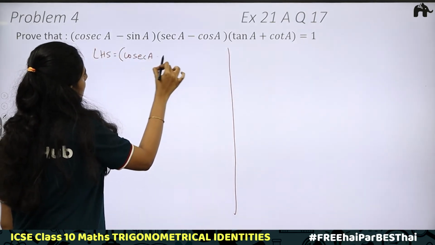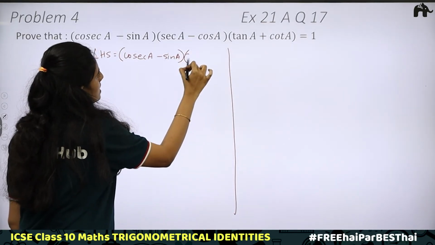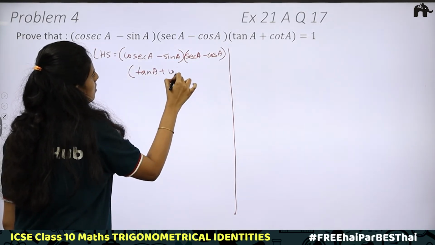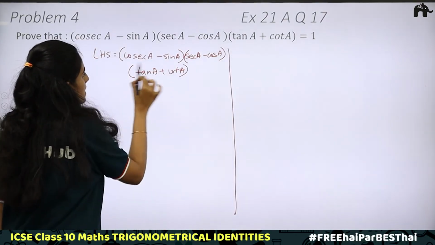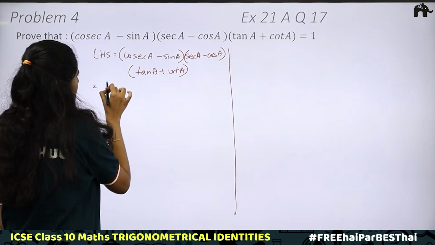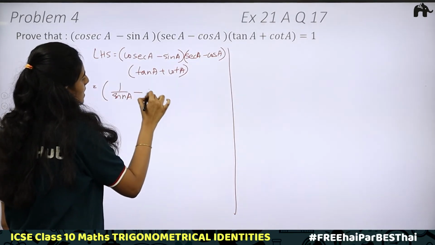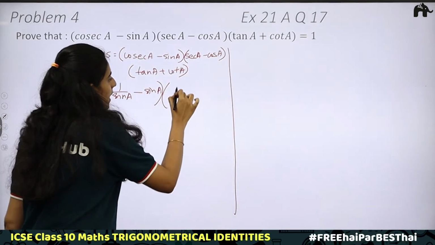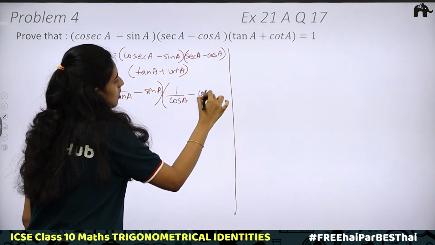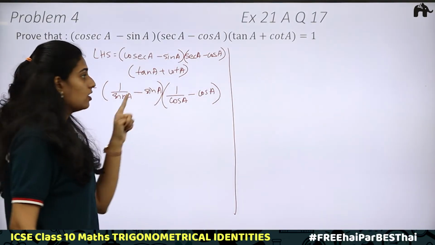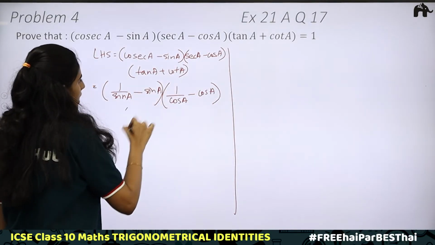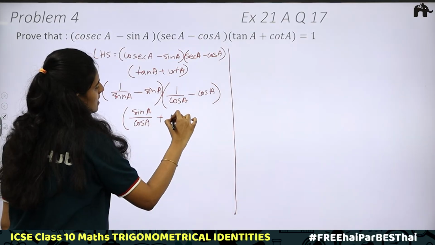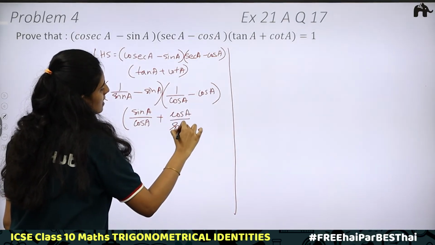Cosec A minus sin A into sec A minus cos A into tan A plus cot A. Here cosec A can be written as 1 by sin A, so we get 1 by sin A minus sin A into sec A. What is sec A? In terms of cos, sec A is 1 by cos A. So 1 by cos A minus cos A into tan A, which is sin A by cos A, plus cot A, which is cos A by sin A.